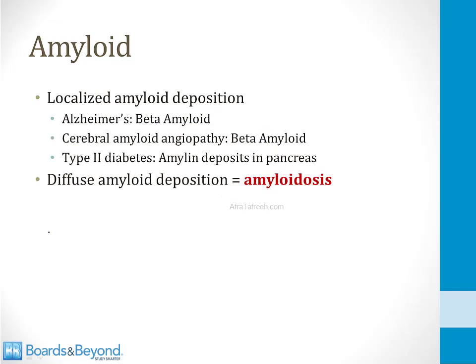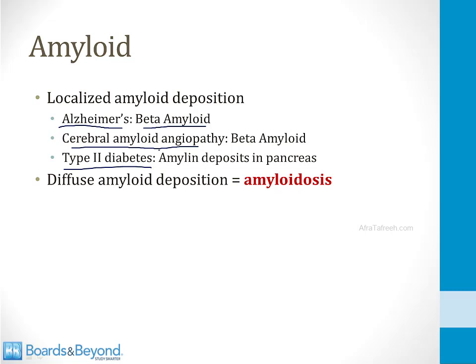The accumulation of amyloid in diseases can be either localized or diffuse, and in a number of other modules I've already discussed localized amyloid deposition. For example, in the neurology section when discussing Alzheimer's, we talked about how beta amyloid accumulates in the brain and forms amyloid deposits, and that leads to Alzheimer's. You can also have beta amyloid accumulate in the blood vessels of the brain, leading to a condition called cerebral amyloid angiopathy.